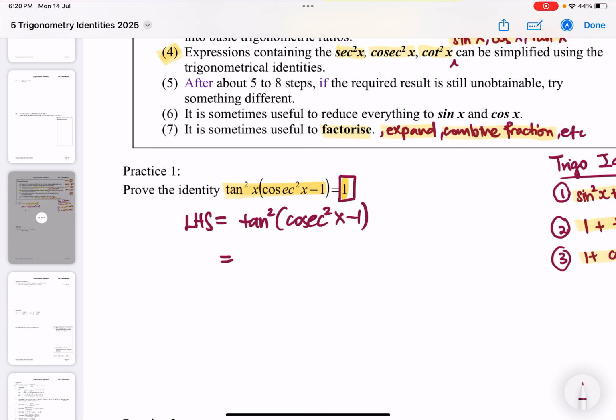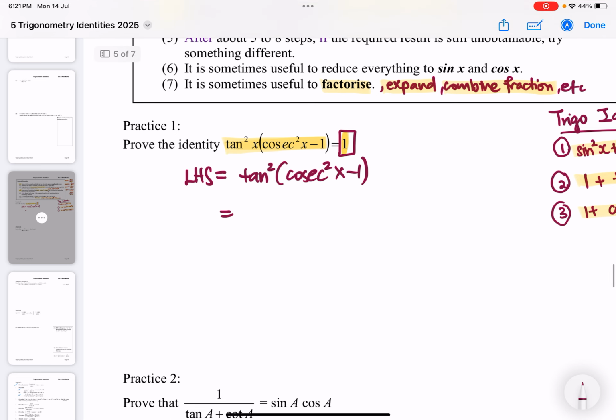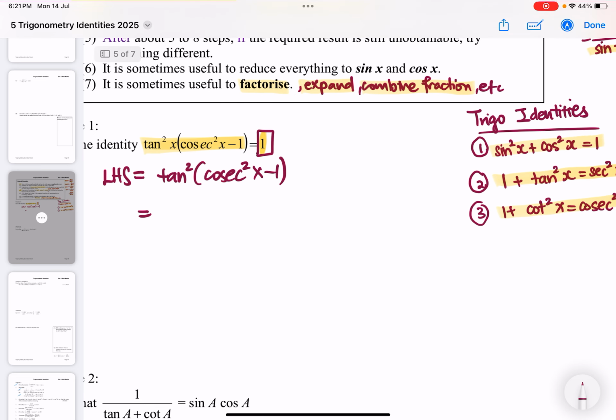So always keep what you're working towards in mind and do things that will help you to move towards that. Don't do things that may not help towards that. Okay, so for example, if I'm working towards the value 1. Okay, so firstly I see that there is a, sorry, I missed out that x here. Firstly, you see that there's a tangent square here and there's a cosecant square here.